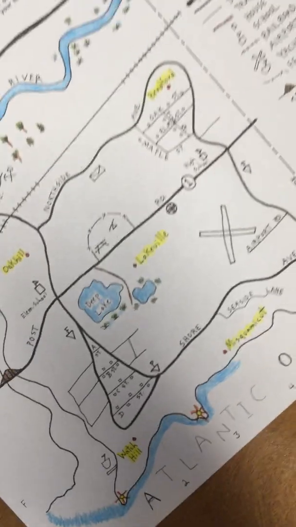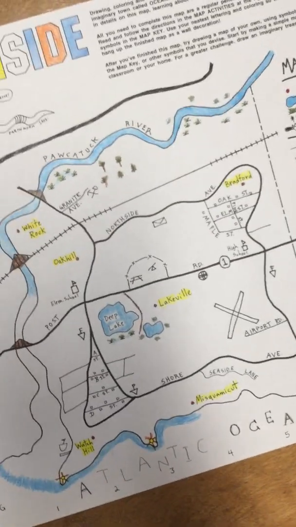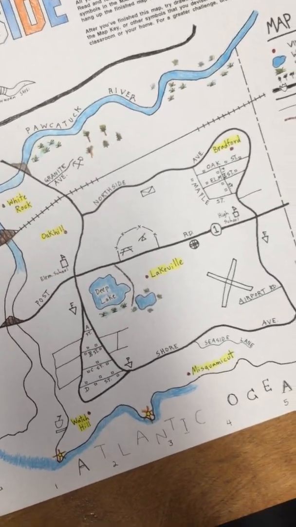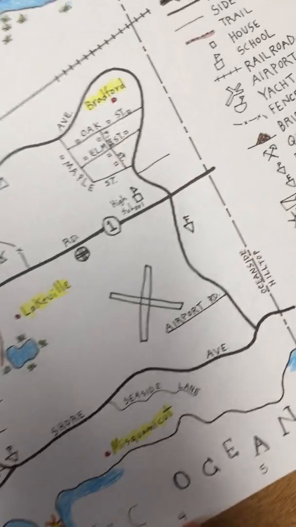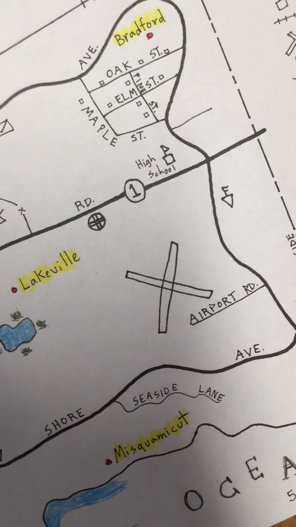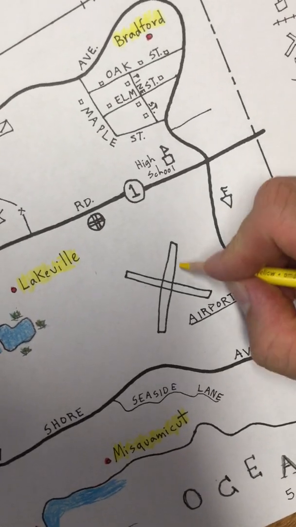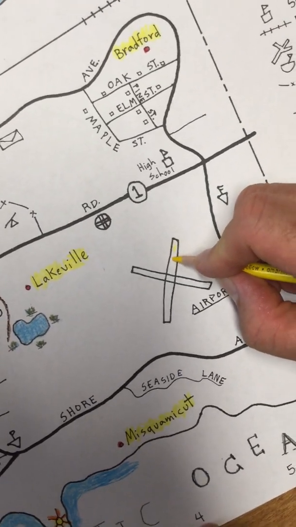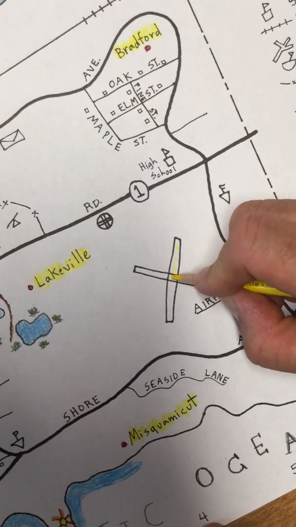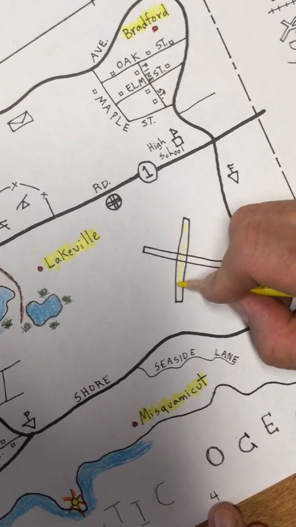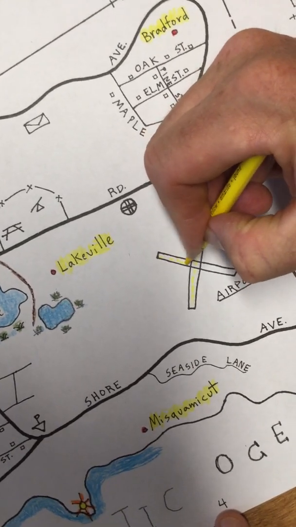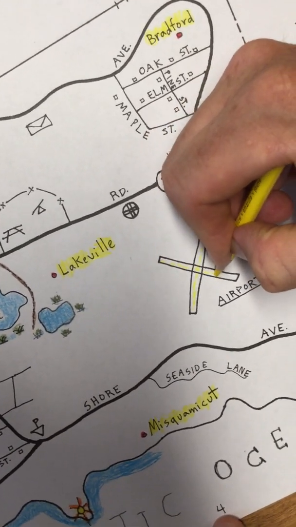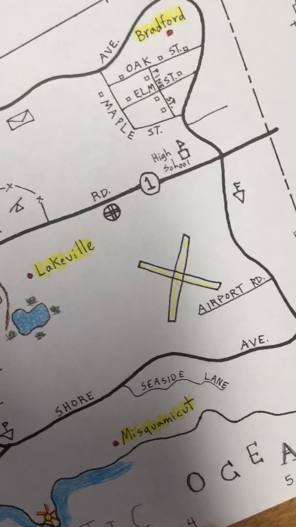Okay, now for transportation, we also have an airport. You see that X? That represents an airport. And I think what I'll do is I'll put some yellow lines for the runway. And maybe a little red in there too.